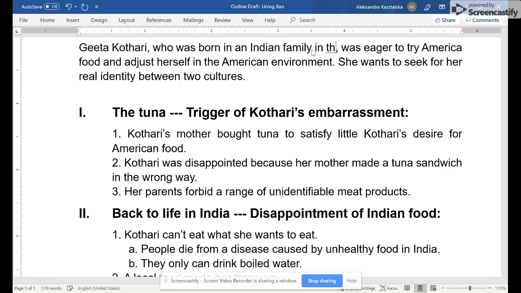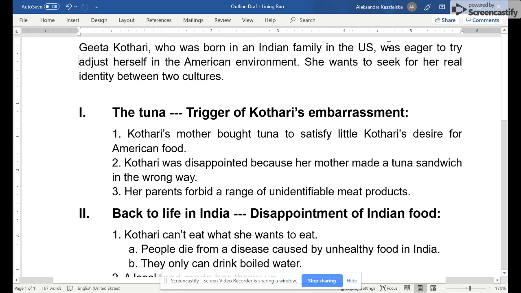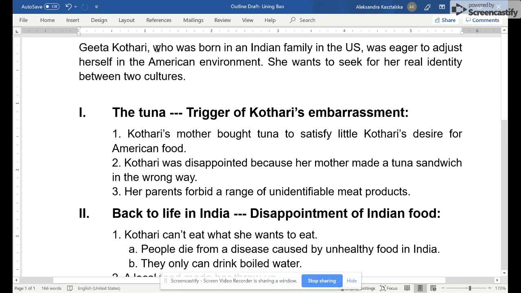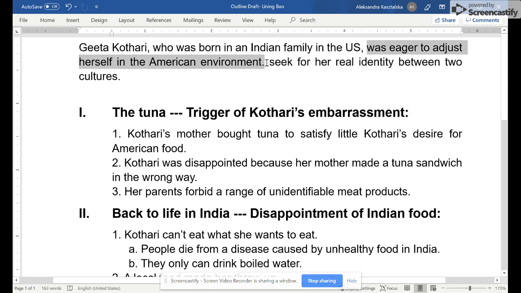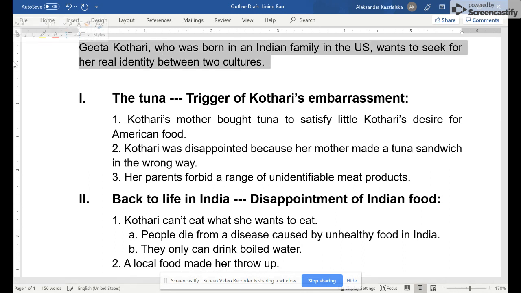I would actually clarify, right? Was eager to try American. So I also double check parts of speech, American, or maybe is eager to adjust. The way of trying food is a way to adjust. So again, if you're trying to make it more concise, focus on the main idea. She's trying to adjust to the environment, or really this is the main part: she wants to find her identity between two cultures, right? Of course, this is your paper, but really that's all the thesis is, just one main idea. And I do agree there's something about these two cultures, so you want to phrase it somewhat like that.